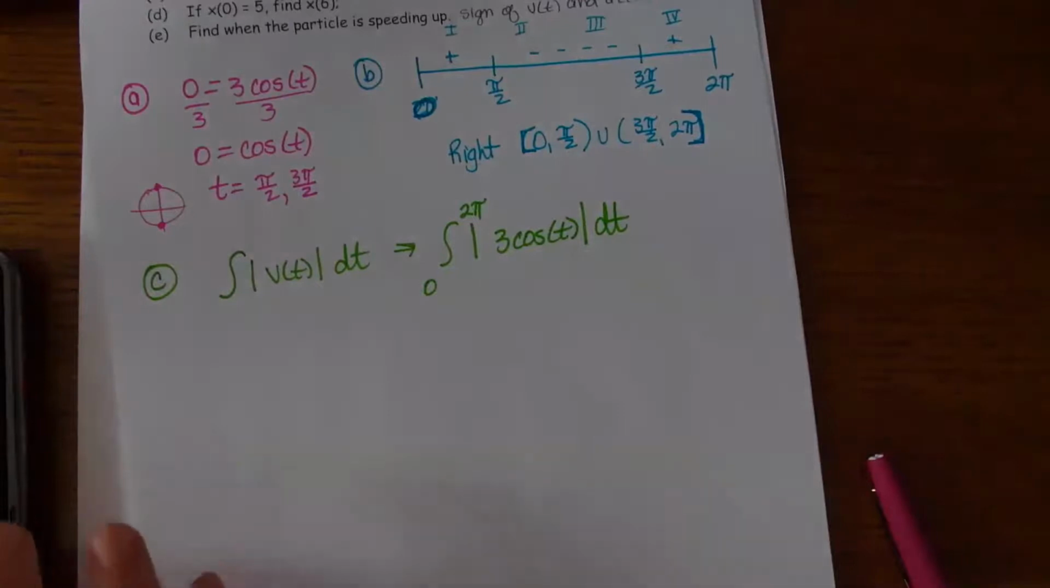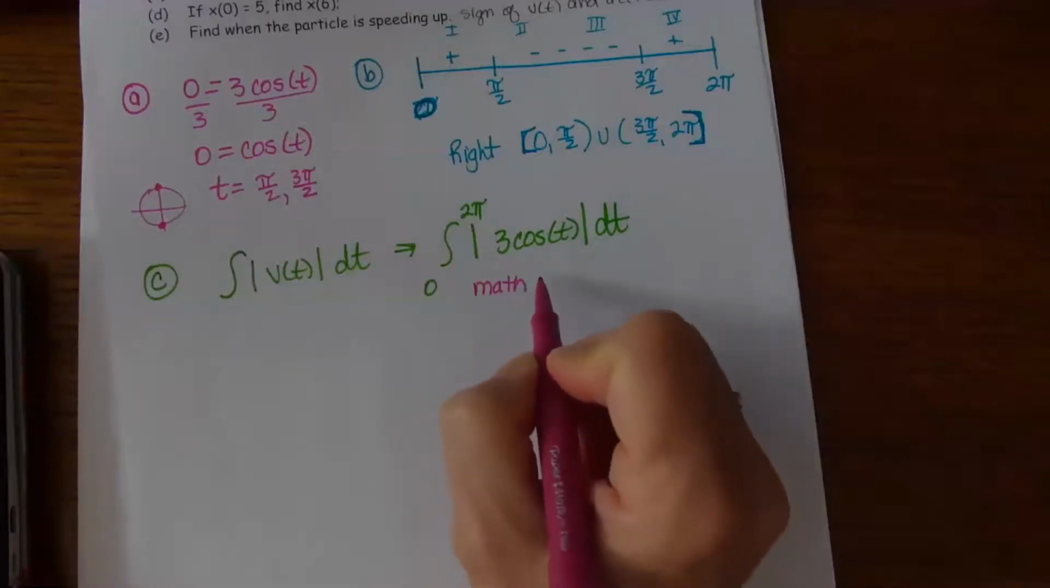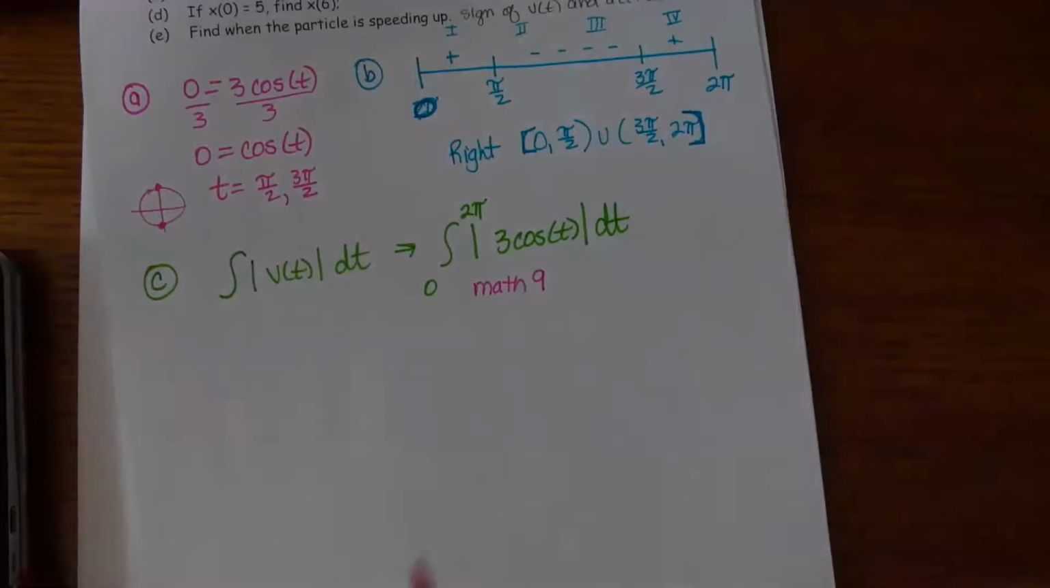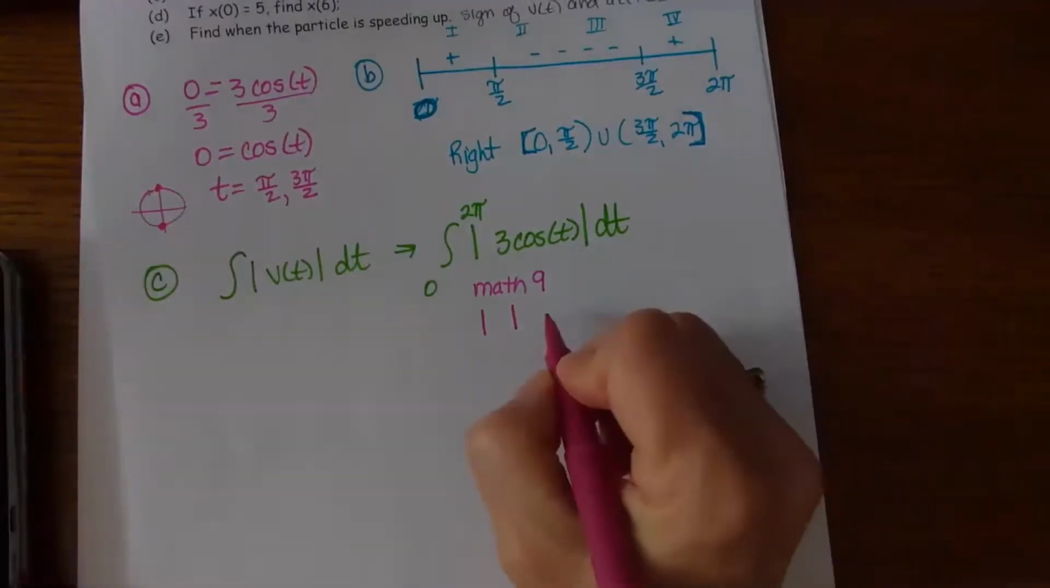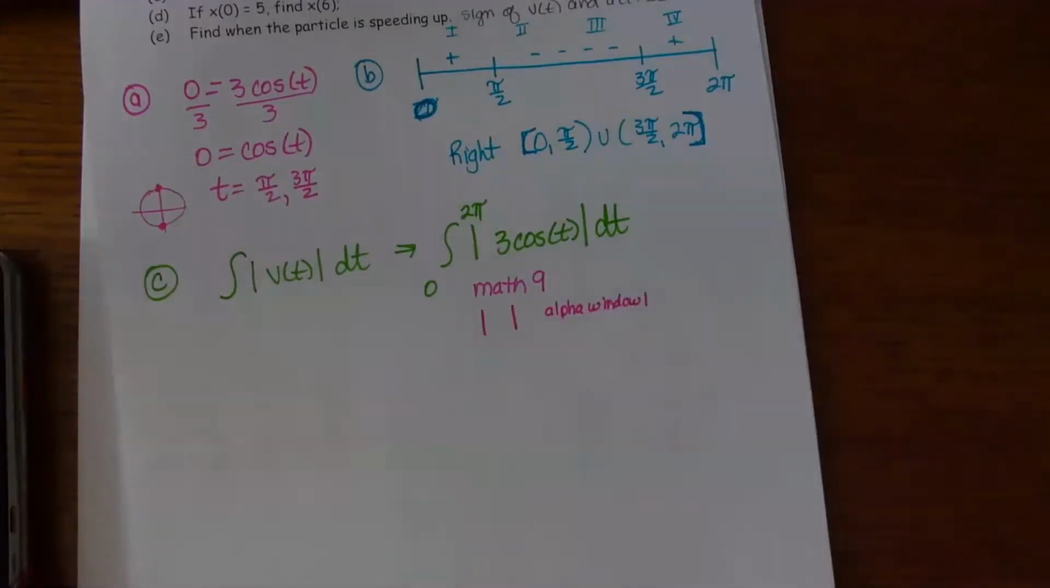How do you find the integration symbol again? Math what? Math 9. And then we're going from 0 to 2 pi. Does everybody know where your pi button is? And then where do I get absolute value? Math number 1 or alpha window 1, whichever way you like it. And it really does help you to keep typing those in so that you don't forget them. Now, are you allowed to use the letter X? Of course.